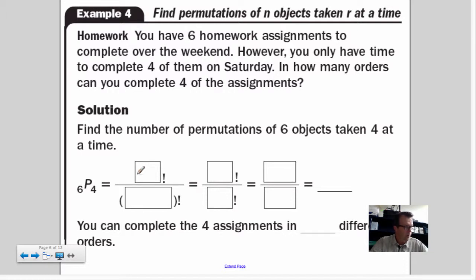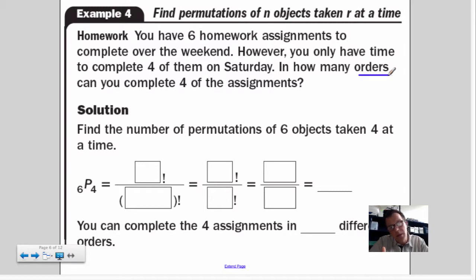And then, so here we go. This is kind of another example. So here you'd say you have 6 homework assignments to complete over the weekend. However, you only have time to complete 4 of them on Saturday. In how many orders, and this word order is huge, right? They're not just saying of the 6 homeworks you're going to do 4, but the order in which you do those 4.